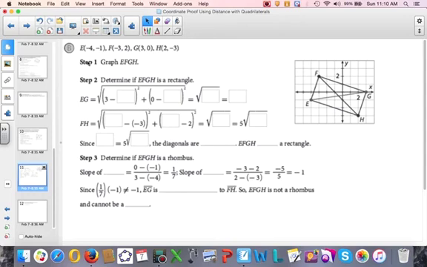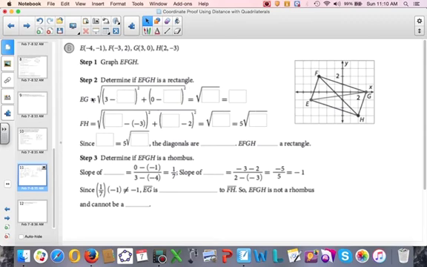Same instructions, different points. Step 1, graph it. Step 2, they have us using the distance formula to determine if this is a rectangle. Myself personally, if these blanks weren't there, I would have used slope. I think slope is easier. But let's go ahead and fill in their blanks.